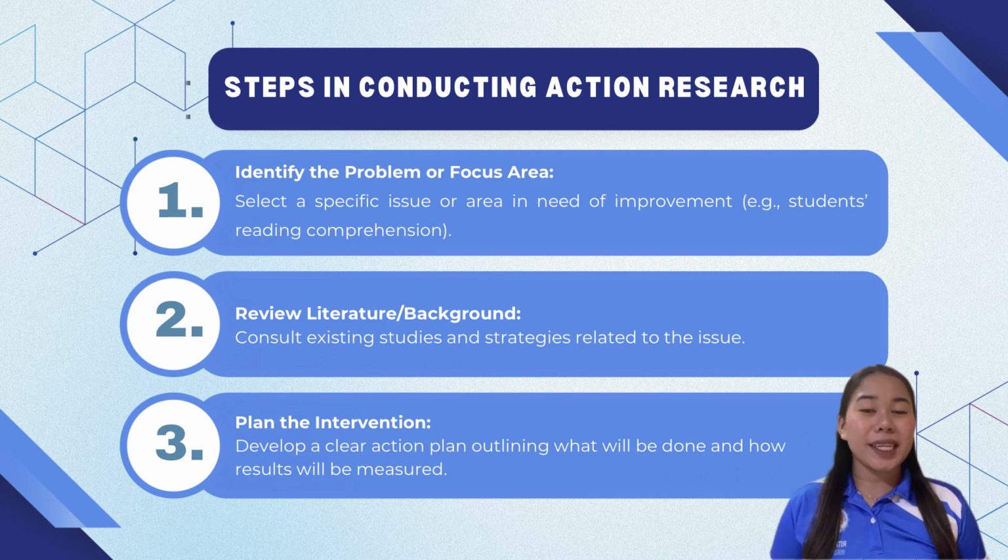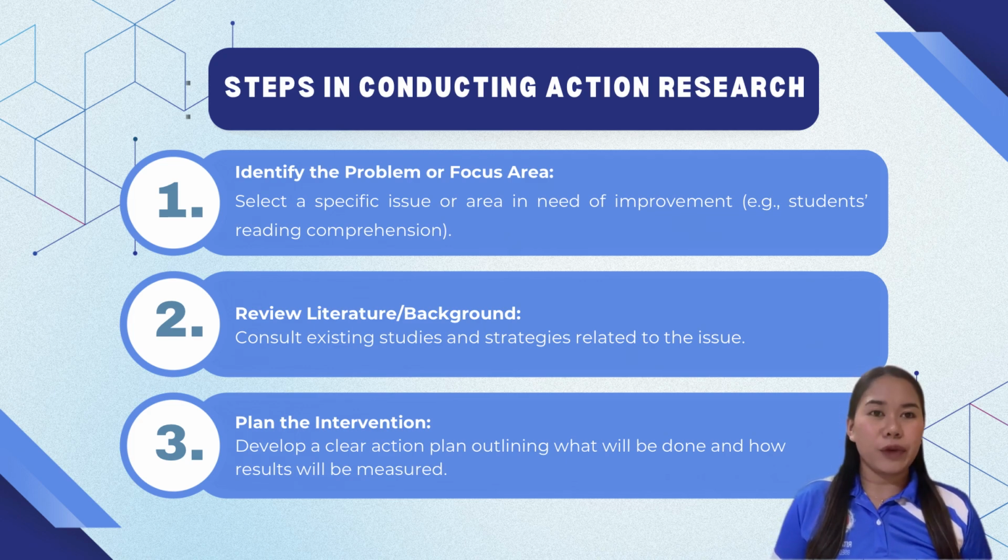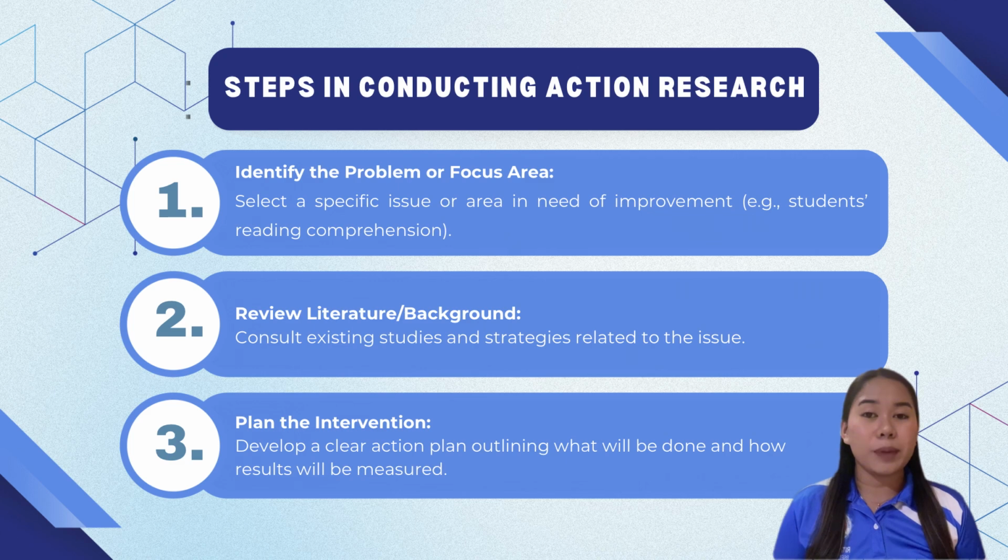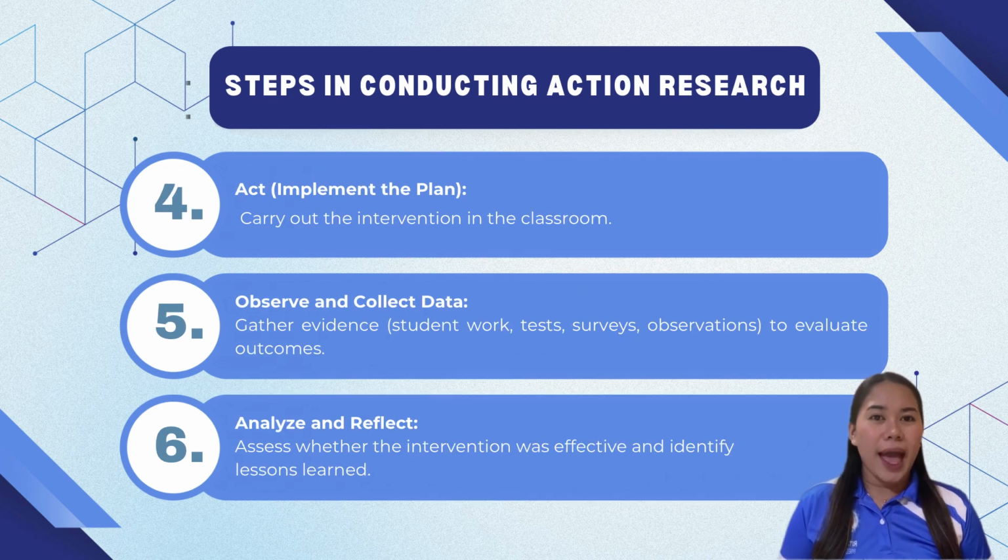So, here are the steps in conducting an action research. First, identify the problem or focus area. Select a specific issue or area in need of improvement, like student reading comprehension. Second, literature review. Consult existing studies and strategies related to the issue. Third, plan the intervention. Develop a clear action plan outlining what will be done and how results will be measured. Fourth, act or implement the plan. Carry out the intervention in the classroom.